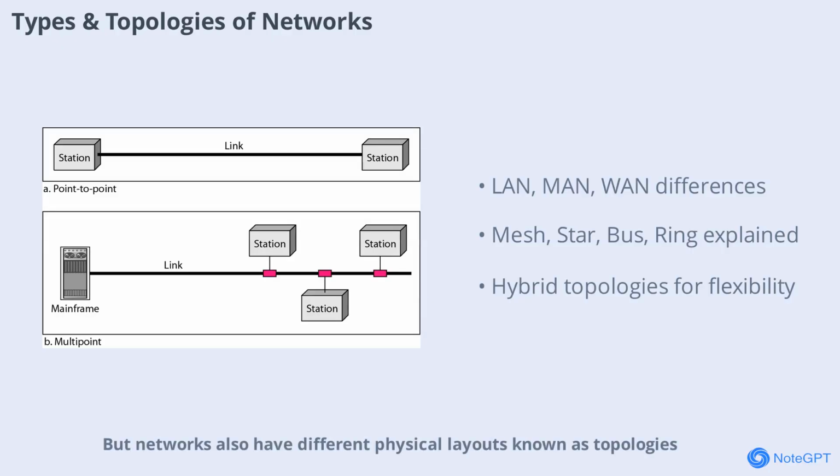The mesh topology connects every device to every other device, offering high reliability but at a higher cost. Star topology uses a central hub, making management easier but risking total failure if the hub goes down. Bus topology connects all devices in a line, which is simple but not ideal for large networks.